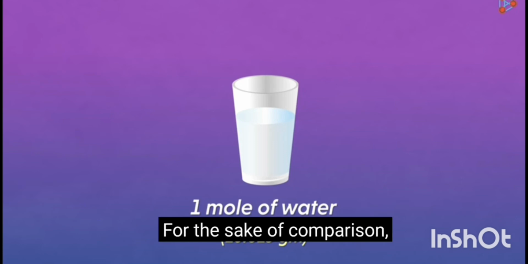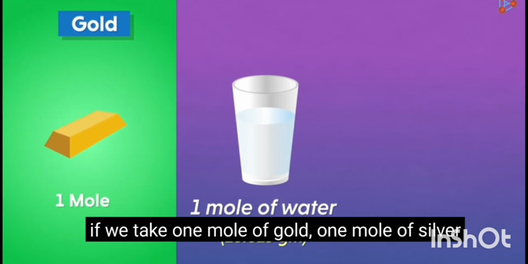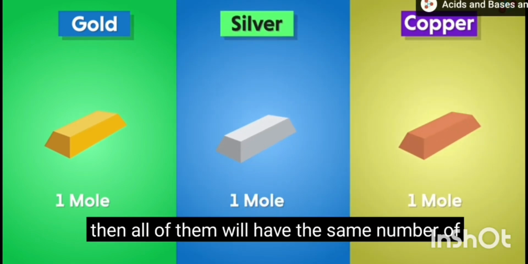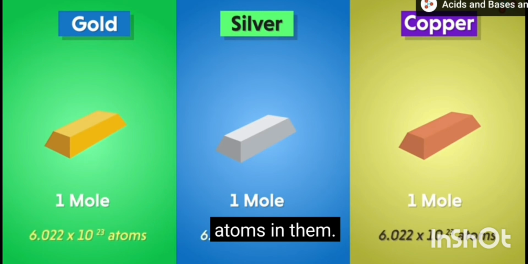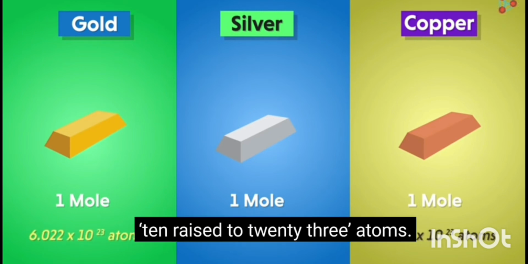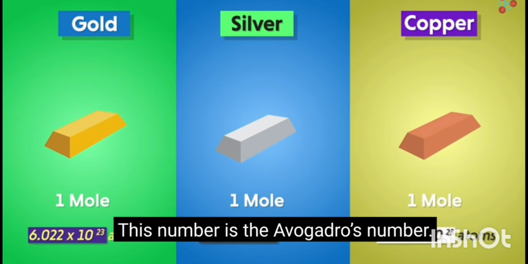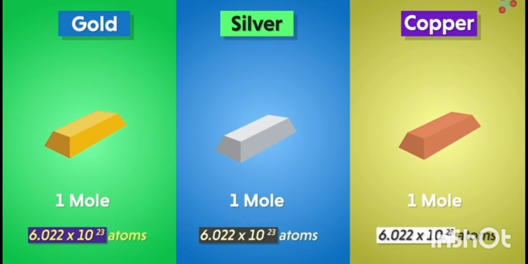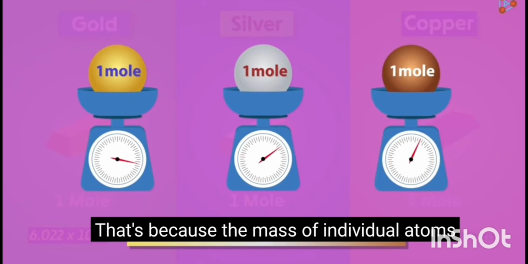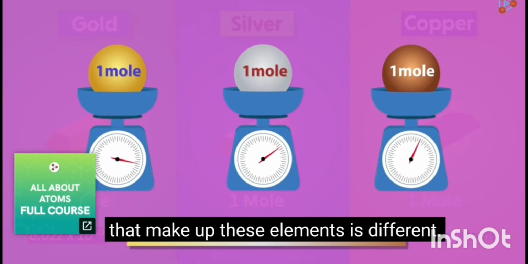For the sake of comparison, if we take 1 mole of gold, 1 mole of silver and 1 mole of copper, then all of them will have the same number of atoms in them. That is 6.022 times 10 raised to 23 atoms. This is Avogadro's number. However, the mass of each one will be different. That's because the mass of the individual atom that makes up each element is different.